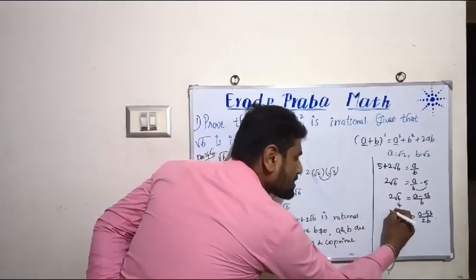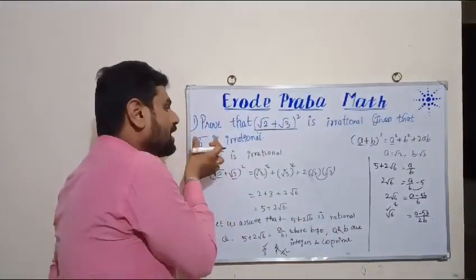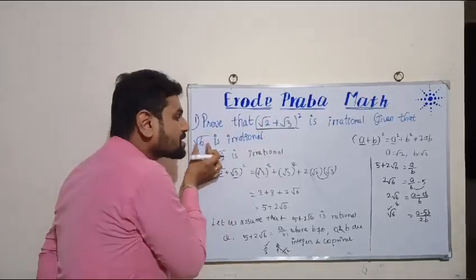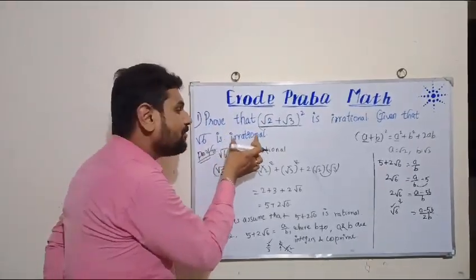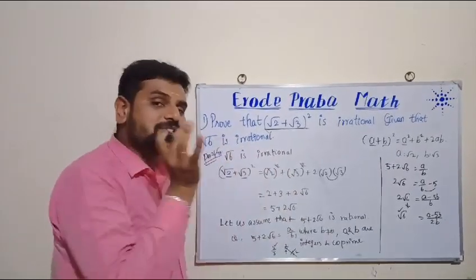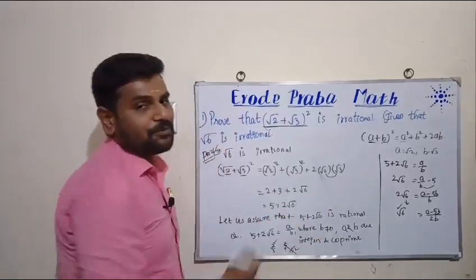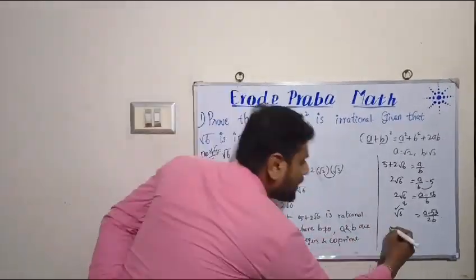Okay, so here root 6 is what? Irrational, that they have given. Actually one thing here we have to note. Here in the statement itself they have given that root 6 is irrational, so we need not prove it here. Unless they give that root 6 is irrational, first we need to prove that root 6 is irrational. Then only we move on to this proof. So I write here irrational.